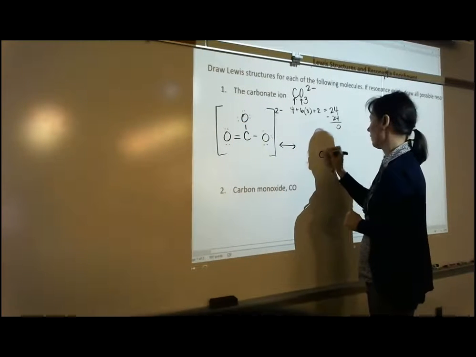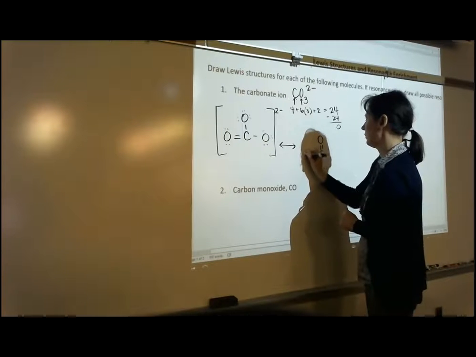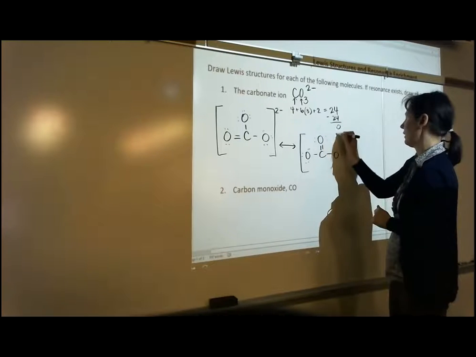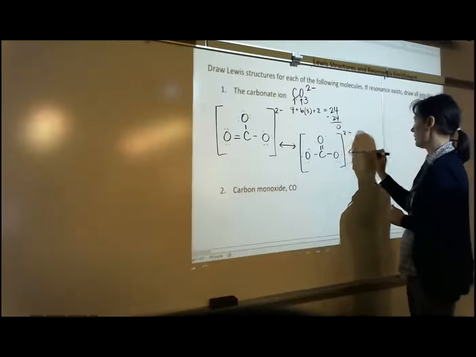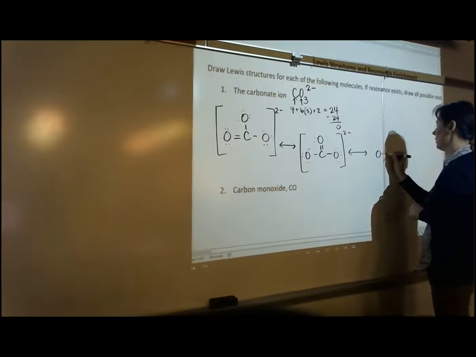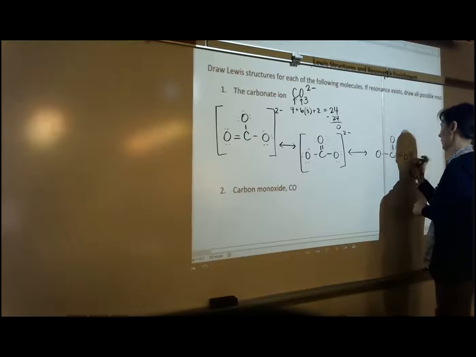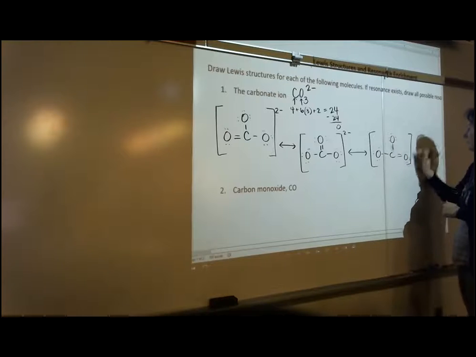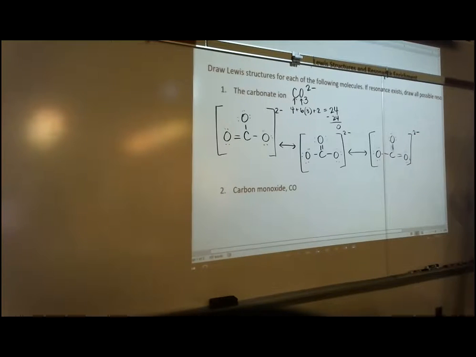So our other Lewis structure would have the double bond on the top. And don't forget the brackets. And then our other resonance structure would have the double bond on this side. So, single bond. Oops, that's a single bond here too. Do we agree on this one? Any questions on how we do the Lewis structure for carbonate?